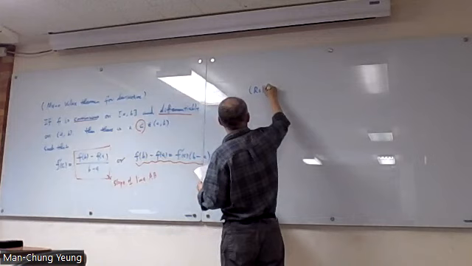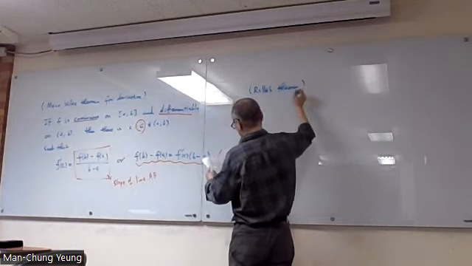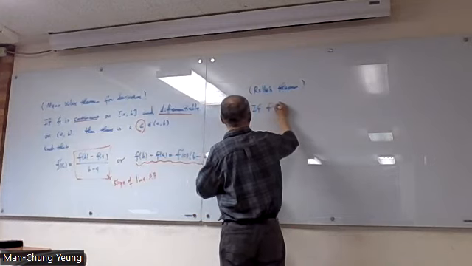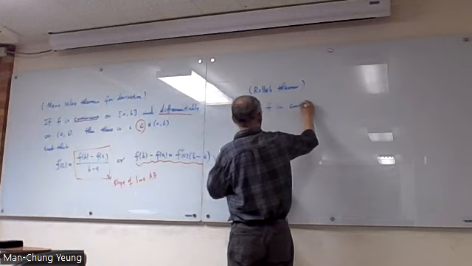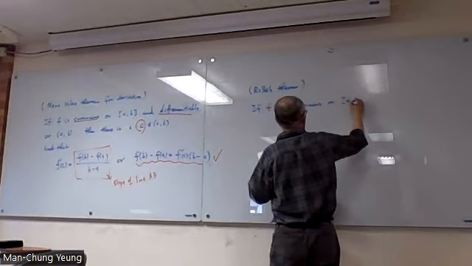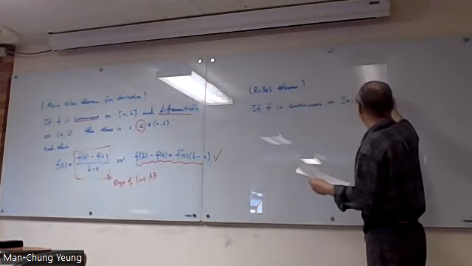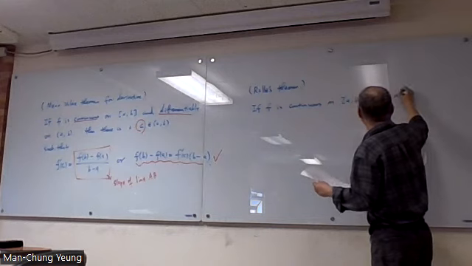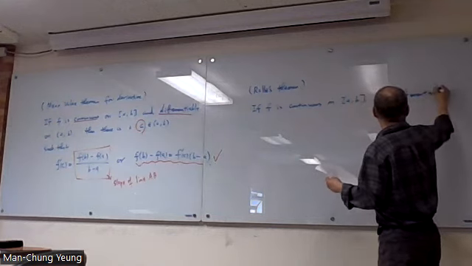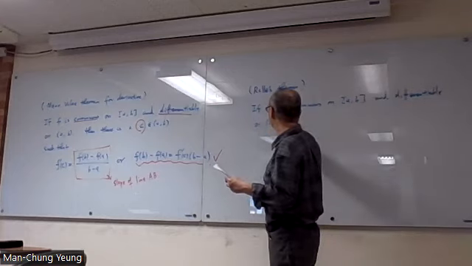Rolle's theorem. If function f is continuous on a closed interval AB, and differentiable on the open interval AB.